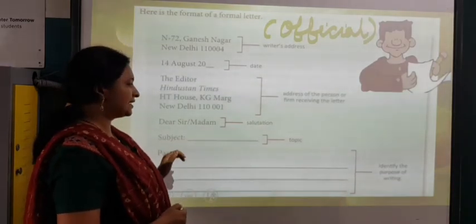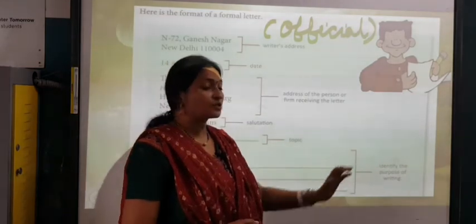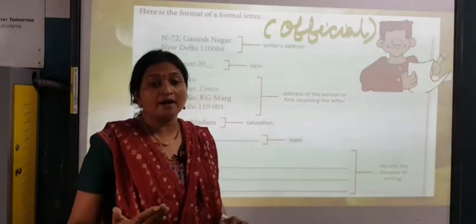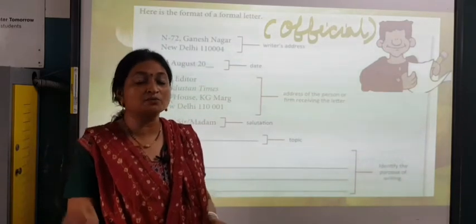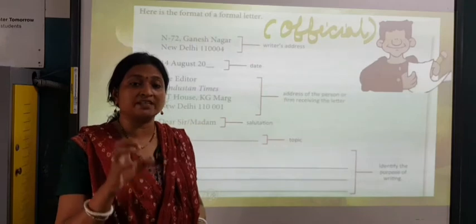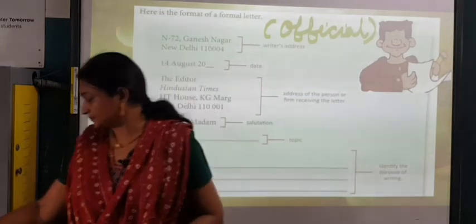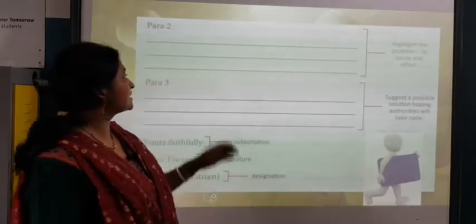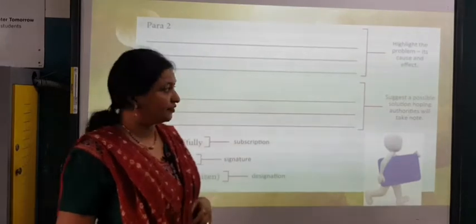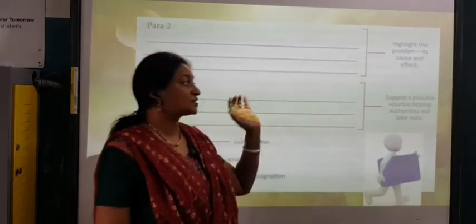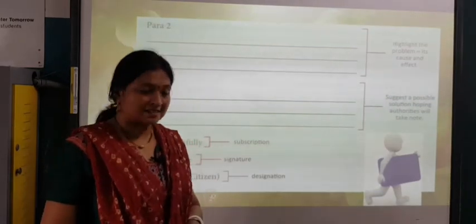Then leave a line, then comes the first paragraph, that is the identity and purpose of writing, that is, who you are. Myself so and so, residing in this area, I have so and so problem. So the first one is you have to express the identity of yourself. Then comes the second paragraph, that is highlighting the problem, its cause and effect. And the third paragraph, that is to suggest a possible solution, hoping that the authorities will consider it.